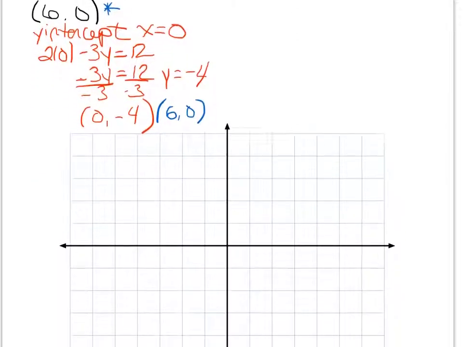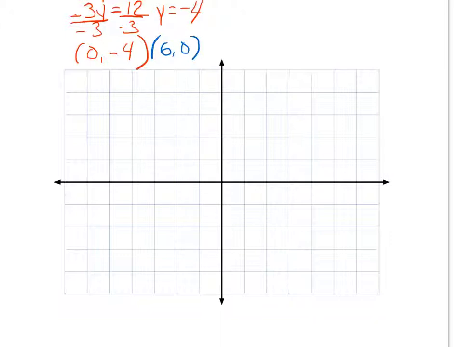Okay, so then let's go ahead and plot those points. So 0, negative 4, I go over 0 and down 1, 2, 3, 4. There's my y-intercept. And I have the point 6, 0. I go over 1, 2, 3, 4, 5, 6, and up 0. And then from here, I'm going to go ahead and connect them with a straight line. You should use a ruler. My line probably isn't going to be very straight, just to forewarn you. But there would be the graph of my given equation above.